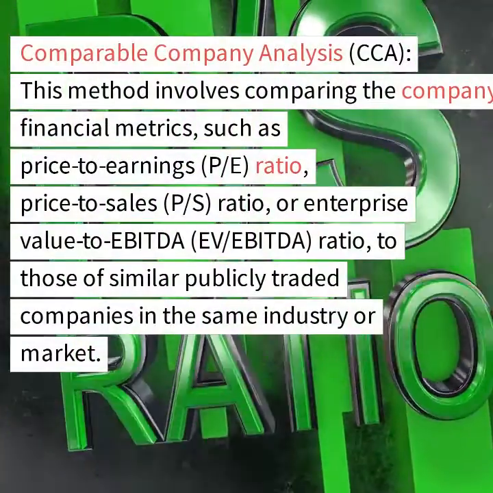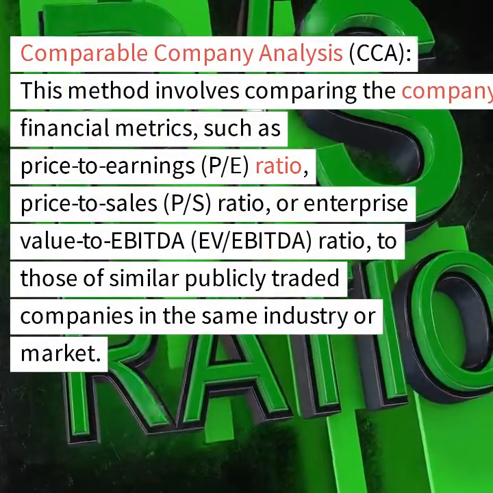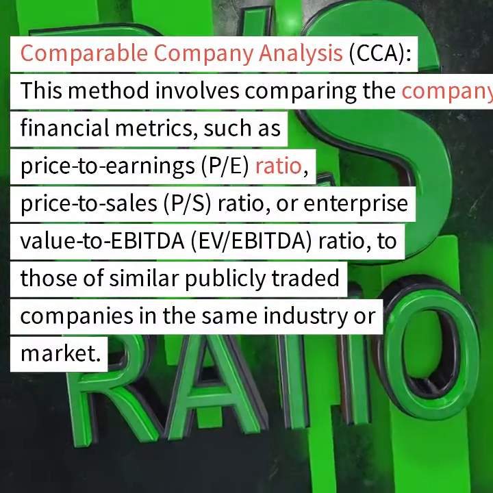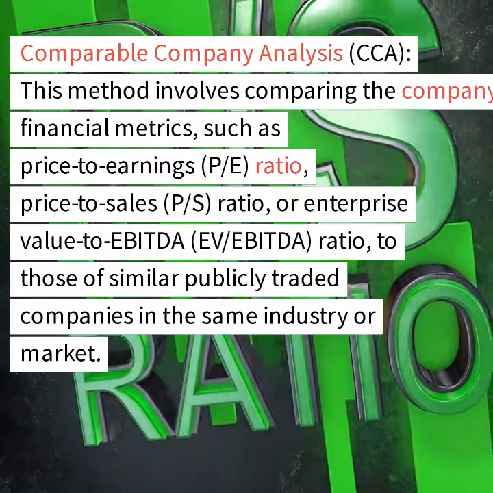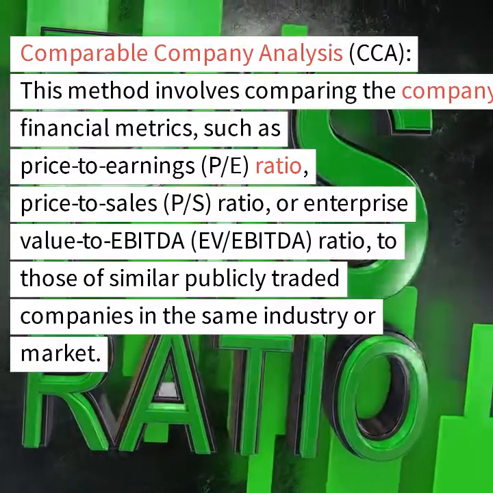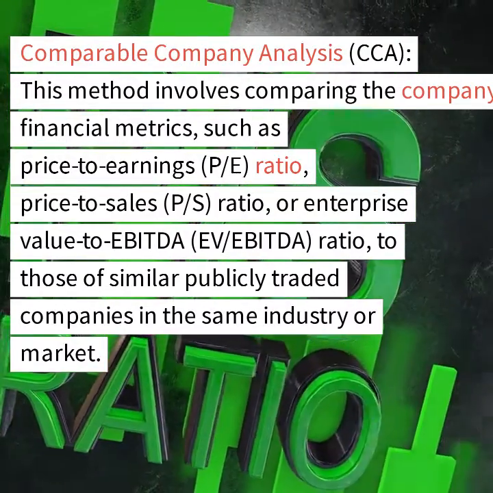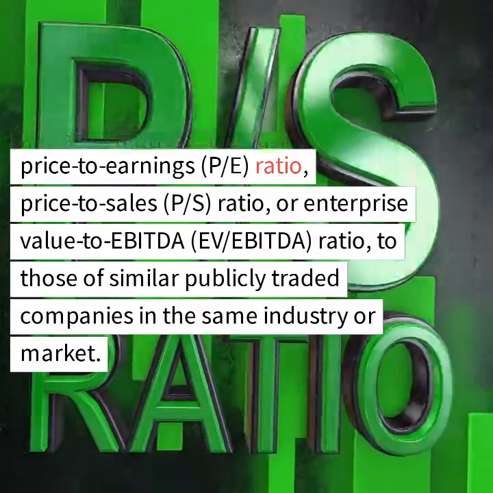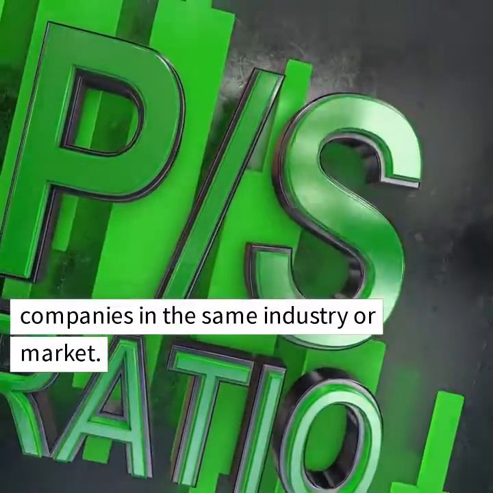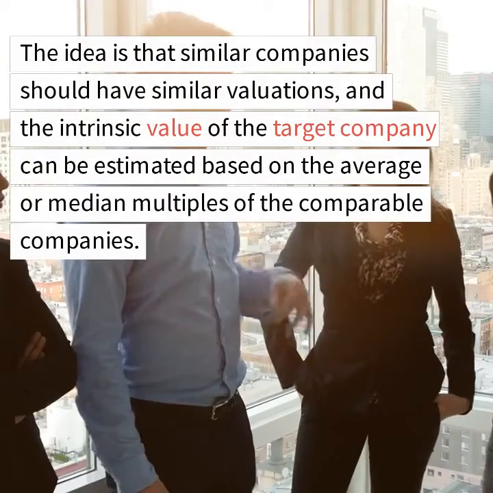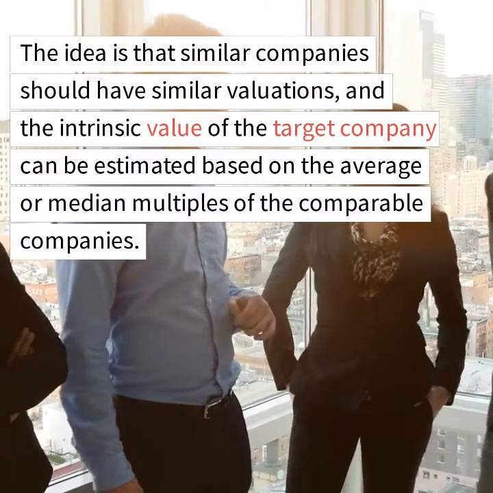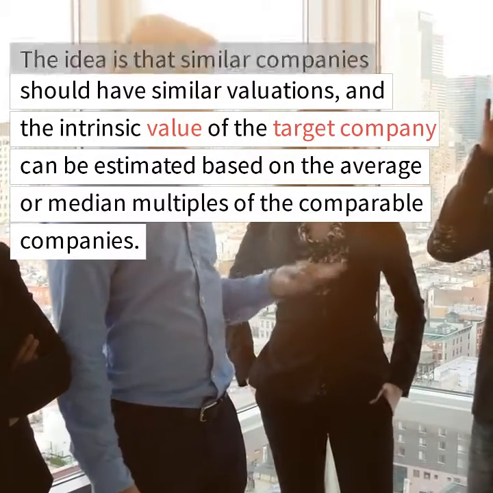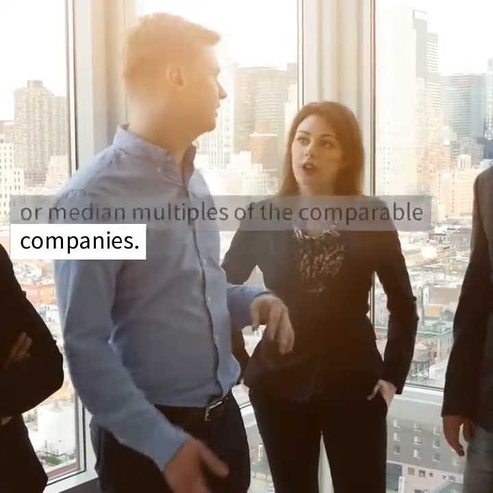Comparable company analysis, CCA. This method involves comparing the company's financial metrics, such as price to earnings, PE, ratio, price to sales, PS, ratio, or enterprise value to EBITDA, EV/EBITDA, ratio, to those of similar publicly traded companies in the same industry or market. The idea is that similar companies should have similar valuations, and the intrinsic value of the target company can be estimated based on the average or median multiples of the comparable companies.